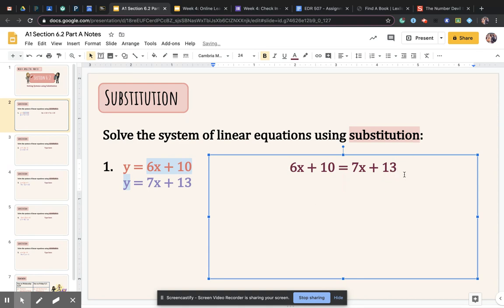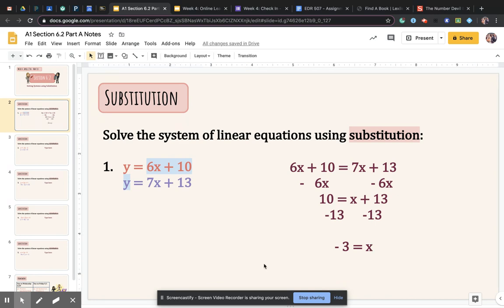Moving forward, we can combine like terms. I'm going to subtract 6x on both sides. I no longer have 6x on the left. I'm just left with 10 is equal to 7x minus 6x, which gives us 1x, or simply x, plus 13. I can then subtract 13 on both sides, and when I do that, I get negative 3 is equal to x. So I know what my x value is.